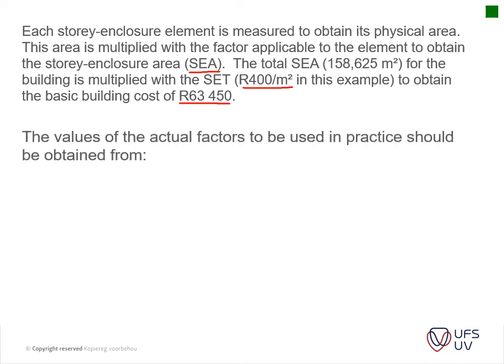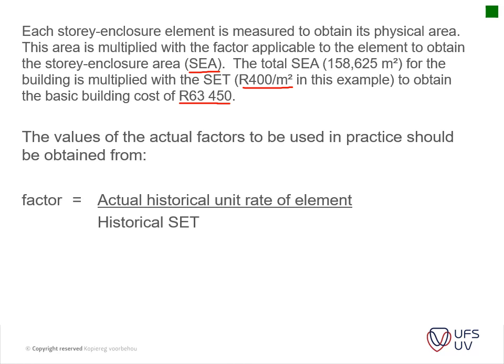The value of the actual factor to be used in practice is thus represented by the following formula. You have your actual historical data rate of the element, okay, and then you divide it by your historical cost or your historical enclosure tariff. This was shown in the example above.